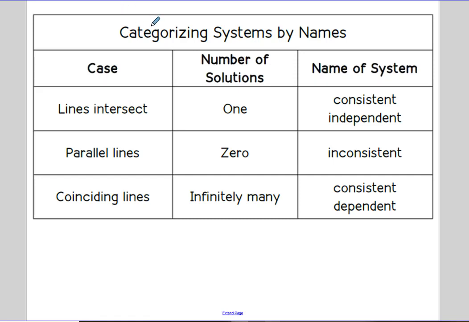Whenever we're talking about systems, sometimes we like to categorize the systems by names. So you can have three different situations occur. You can have lines that intersect with one solution, and we name that system consistent and independent. You can have parallel lines that have no solutions at all, and we name that system inconsistent. And then you can have the same line coinciding with another line, one on top of the other, that would have infinite solutions, and we name that system consistent and dependent.